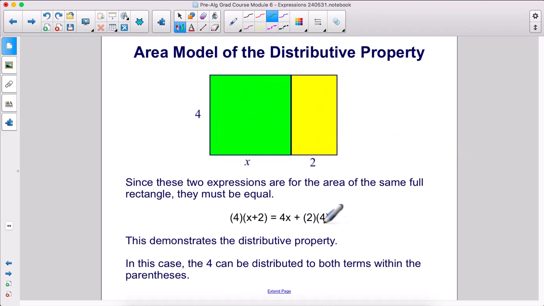Since these two expressions are for the area of the same full rectangle, they must be equal. 4 times x plus 2 must equal 4x plus 2 times 4. This demonstrates the distributive property. In this case, the 4 can be distributed to both terms within the parentheses.